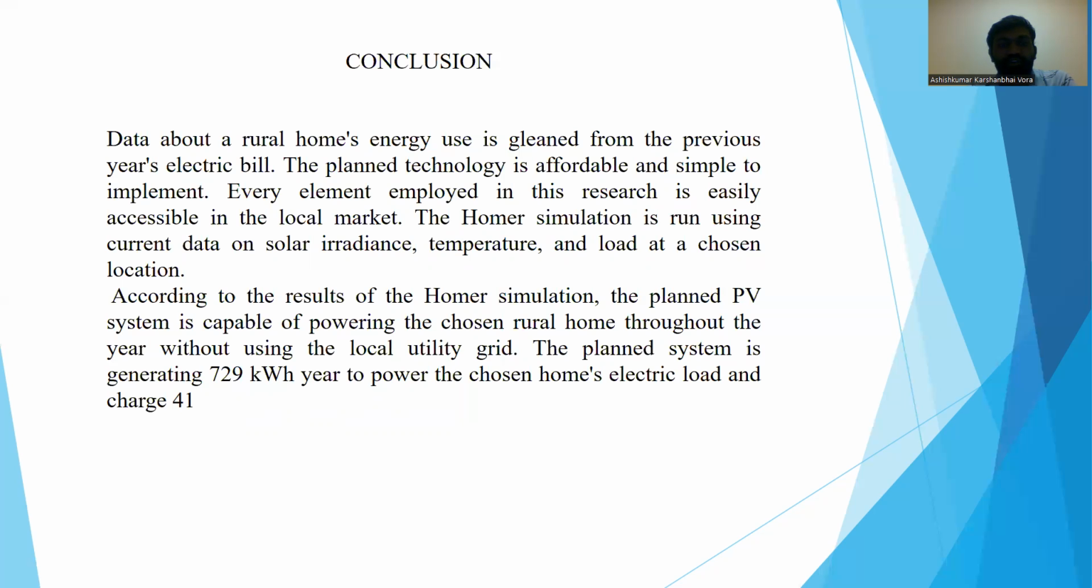According to the result of the Homer simulations, the planned PV system is capable of powering the chosen rural home throughout the year without using a local utility grid. The planned system is generating 729 kilowatt hours per year to power the chosen home's electric load.